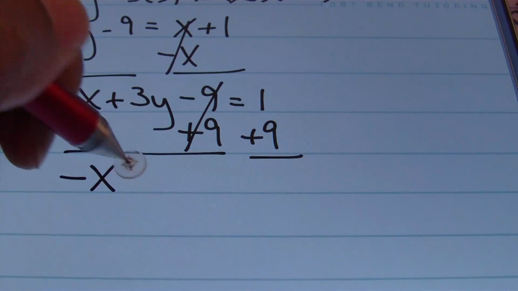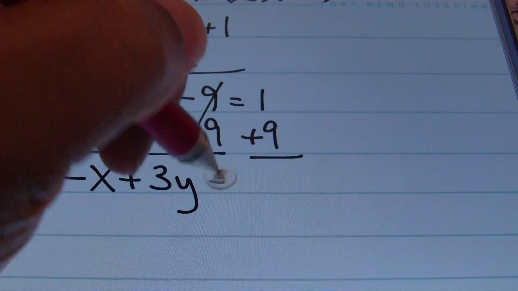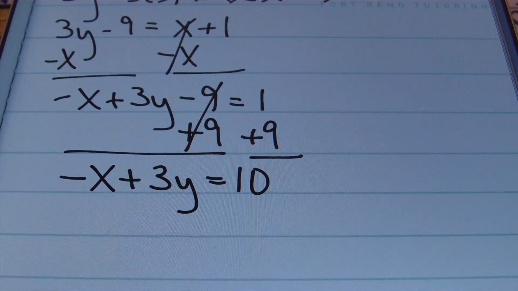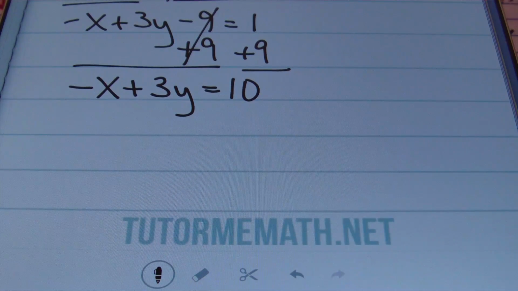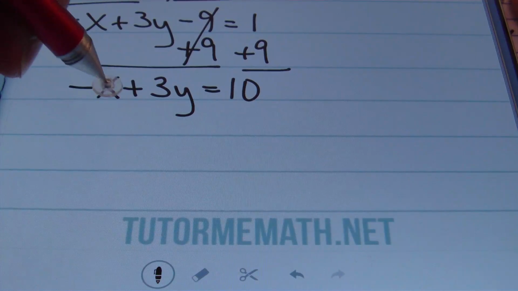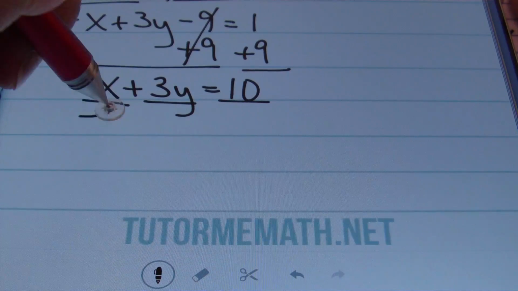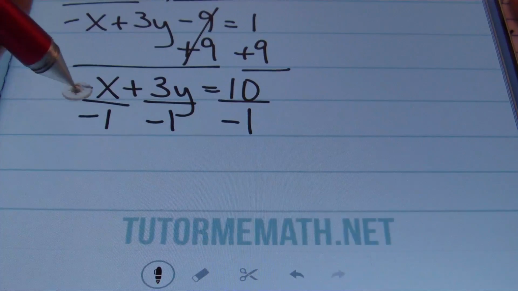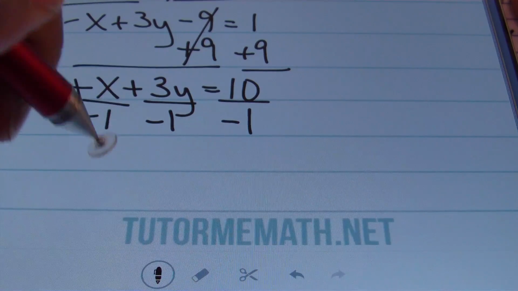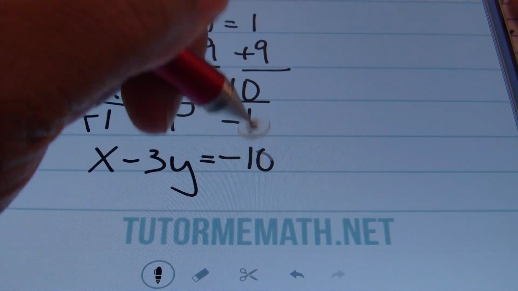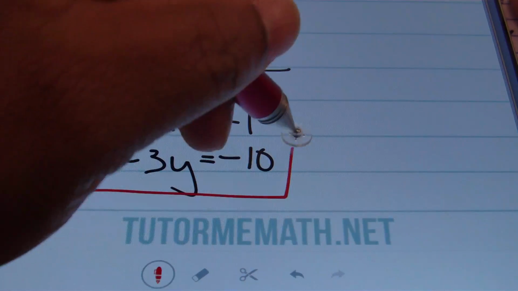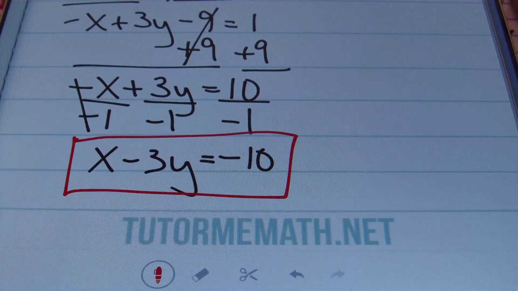I'll be bringing down negative x plus 3y equals 10, and then to get rid of that negative in front of that first term, all right, that a value can't be negative, we'll divide each and every term by -1. So the negatives will cancel out to give me a result that's x minus 3y equals negative 10. And this is the answer. Just like that. That's it. Now we're moving on to the next problem.